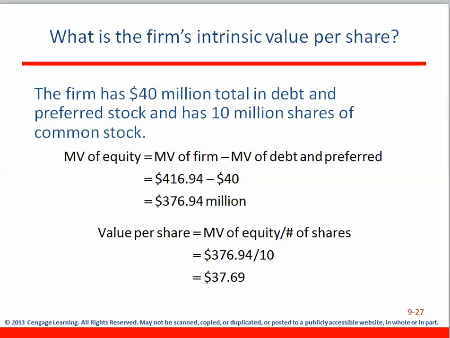So the firm has $40 million in debt and preferred and 10 million shares of common, and so I take my total firm value of $416.94, I subtract the money that is basically owed to the debt and the preferred stockholders, and that leaves me $376.94, which is the intrinsic value of the equity. So if there are 10 million shares outstanding, the stock price is $37.69.